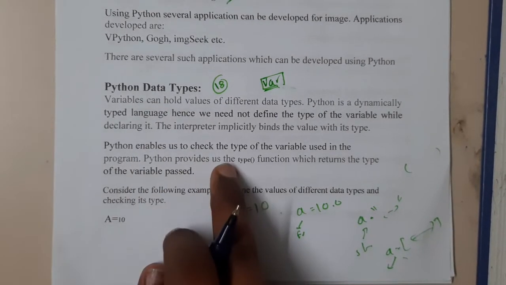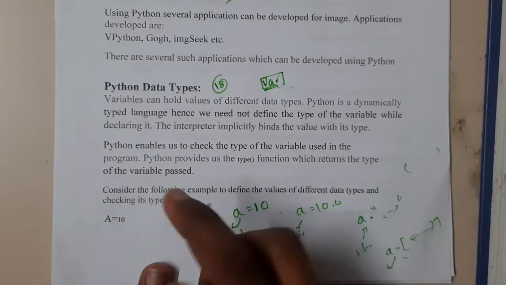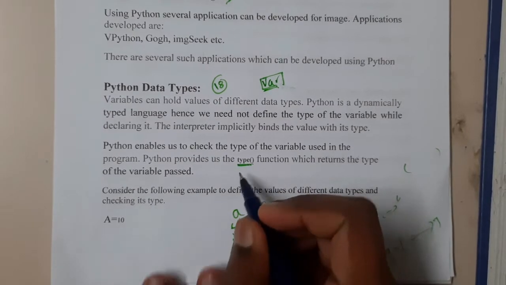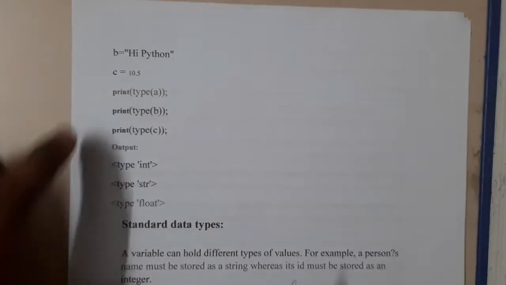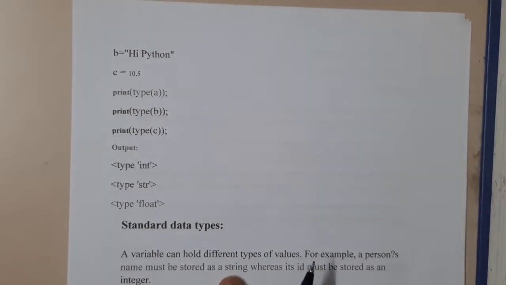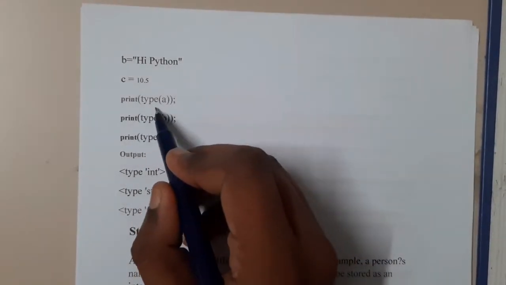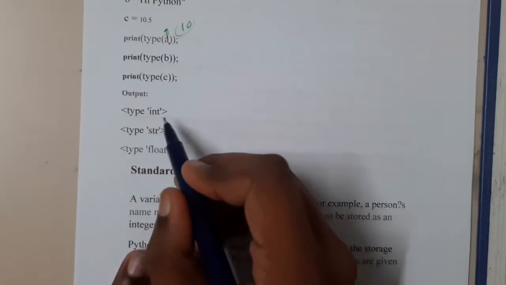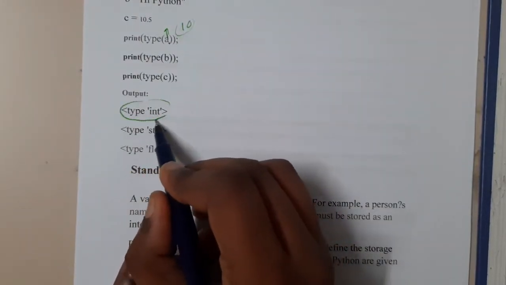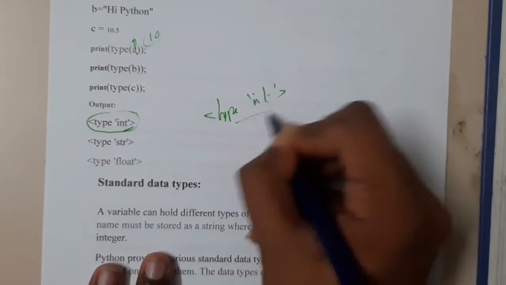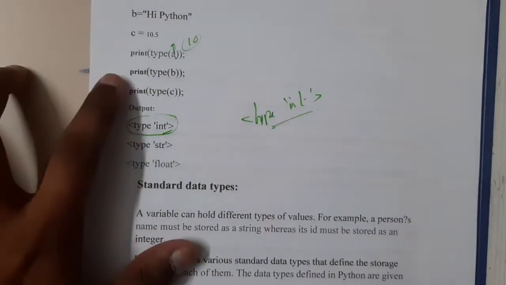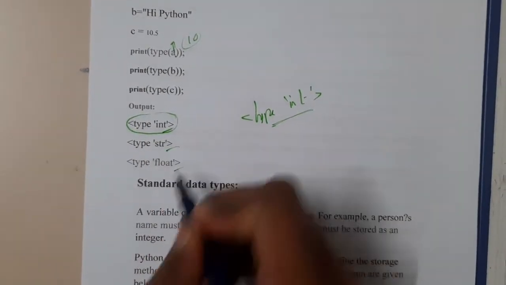Python enables us to check the type of the variable using the type function. So using this type function you can check what type of variable it is. You can write it this way: a is equals to 10, a is equals to hi Python, a is equals to 10.5. If you write print of type of a, we gave 10, right? So 10 is nothing but integer. You'll get it in this way, guys. Please remember the syntax also. It will come in this way only: int. In this way only you'll get the output. Similarly for b and similarly for c: string and float.